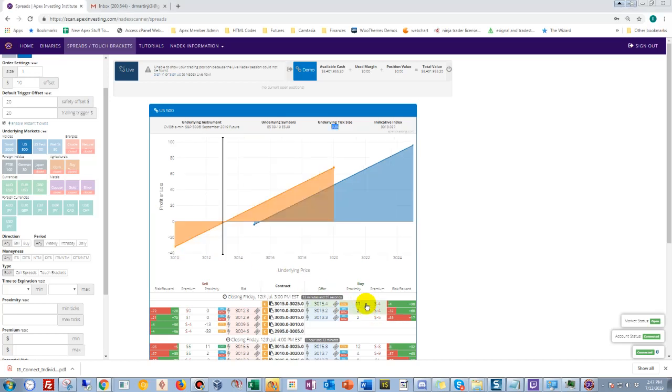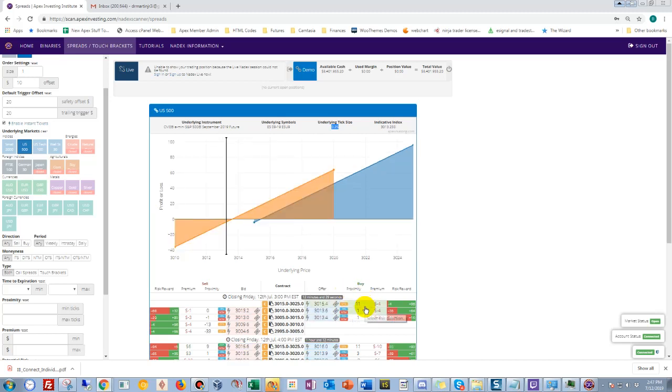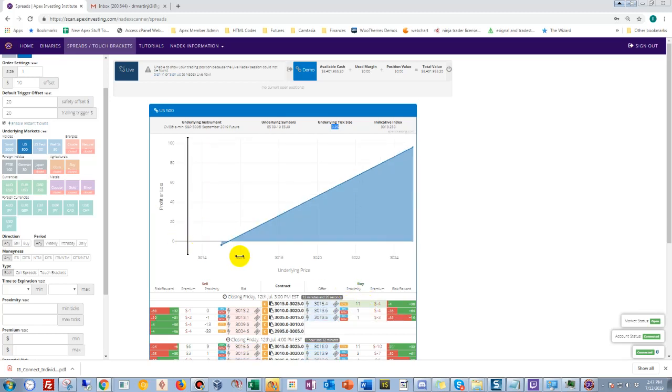Whereas we go look at, say, this contract, and it just has to move 1 or 2 ticks to get to break even. Now the risk is higher, but your risk of the market having to move is higher here.